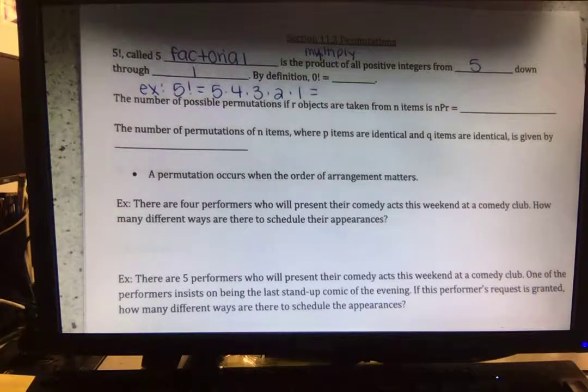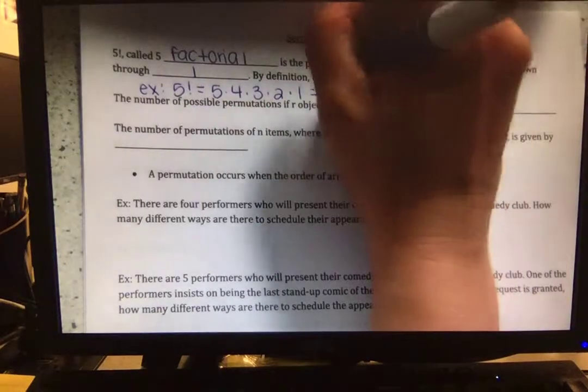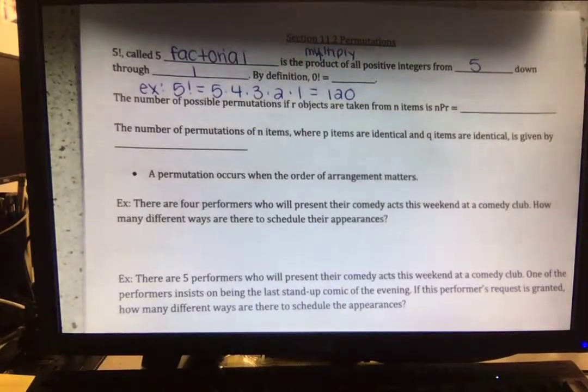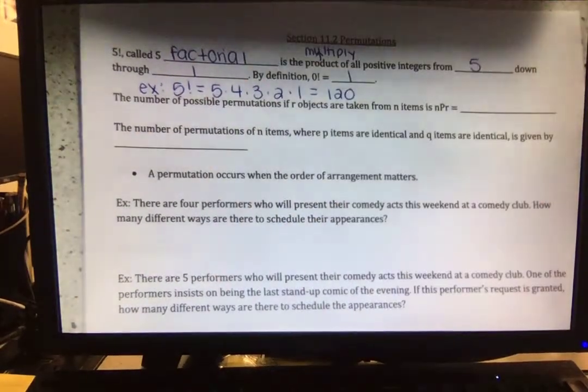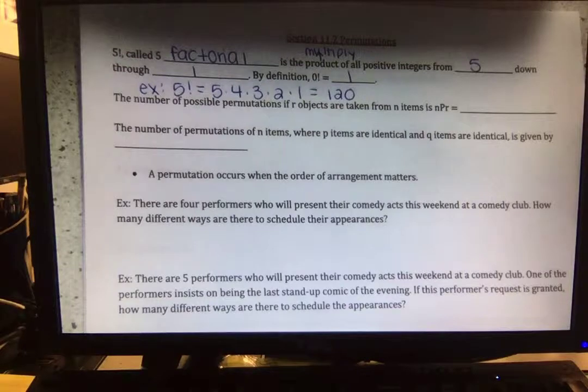So if you put this into your calculator, what would you get? 120? Perfect. So by definition, 0 factorial is going to be 1. So we usually stop at 1. So if we have 0 factorial, it's just 1. That's all we have.